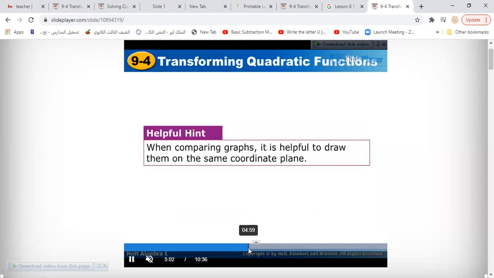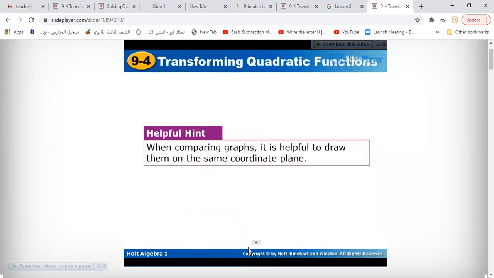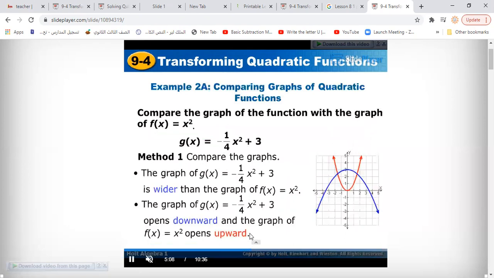Then, when comparing graphs, it's helpful to draw them on the same coordinate plane. If I want to compare this set of functions, the first one is f of x equal x squared, so this is the parent function. g of x equal negative quarter x squared plus 3. Number one, we will compare the graphs.